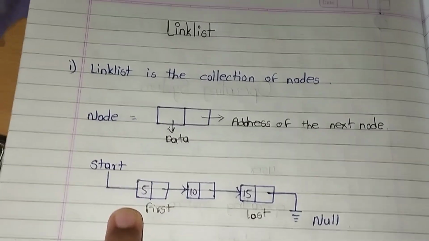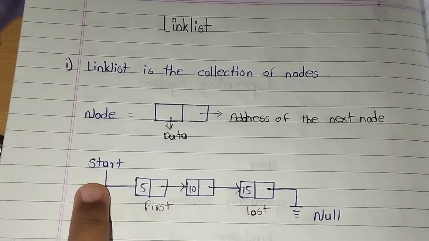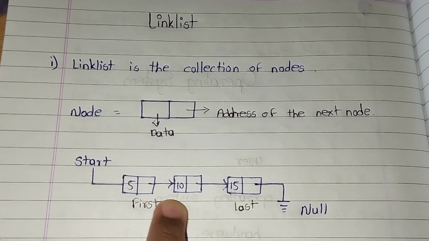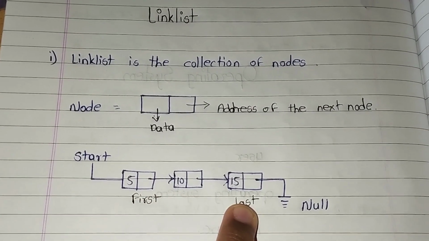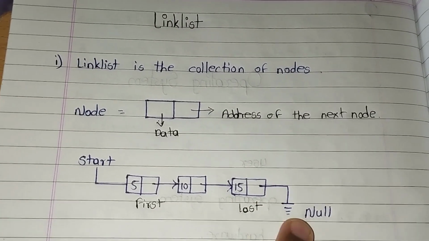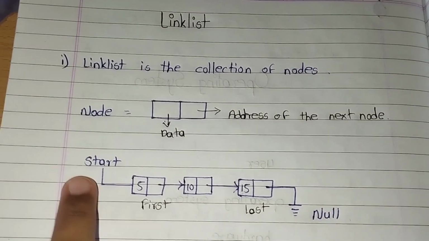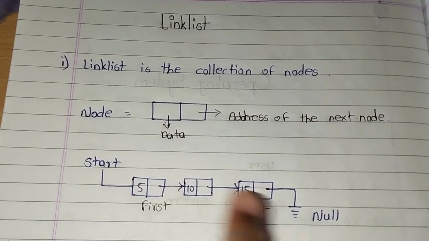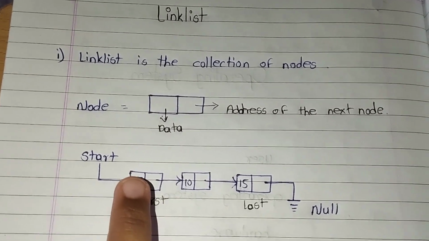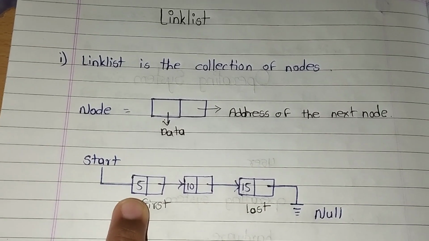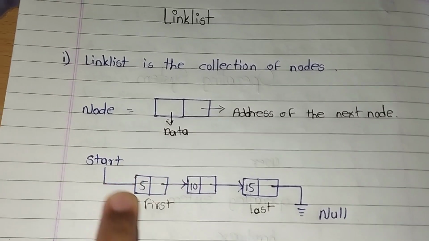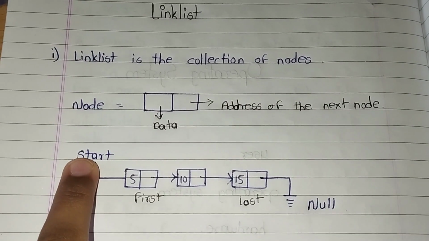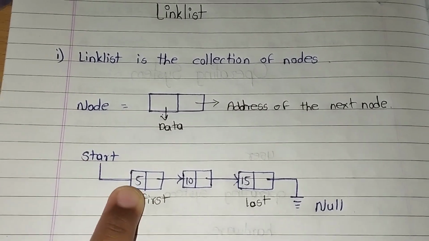So a linked list starts from start, then the first node, second node, and so on, and the last node, and it ends with null. Start and null are not nodes; they are external reference pointers. Start is the pointer which indicates the address of the first node.